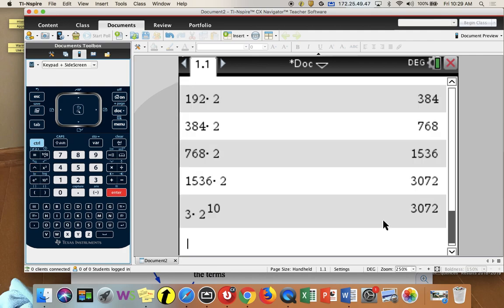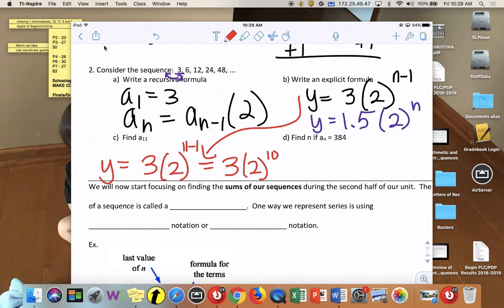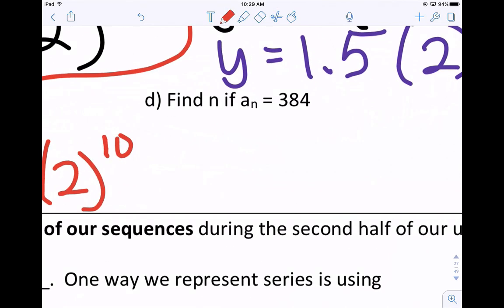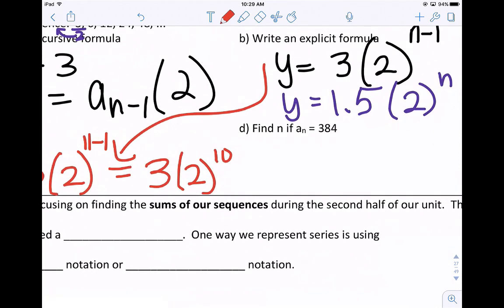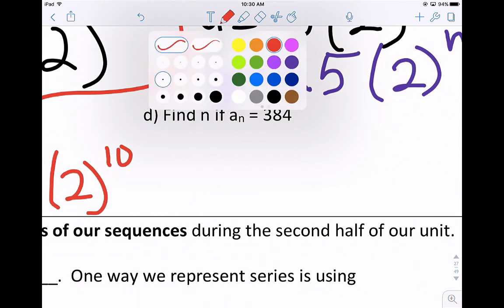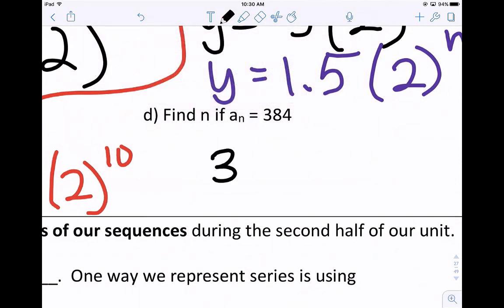And you get the same thing. All right, try the next one. Find what term it is so that the answer is 384. Again, you could keep hitting enter and figure that out. I think we actually went past that. But we could also solve it algebraically. So I'll solve this one algebraically.